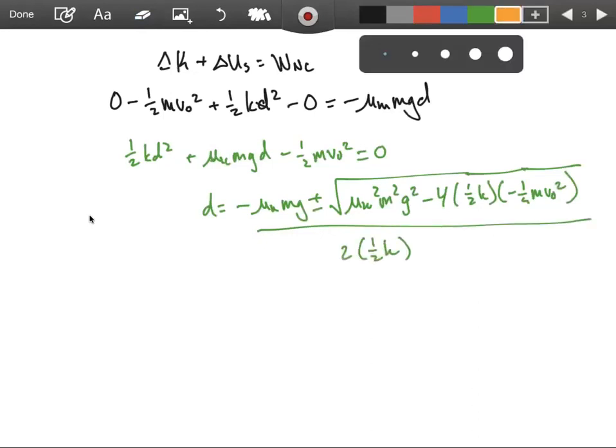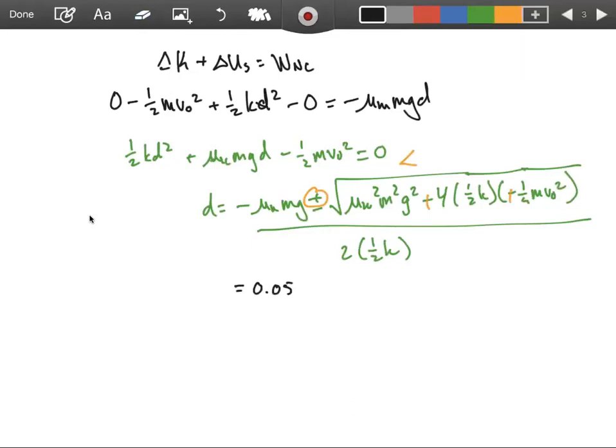Now from here, this negative sign cancels this negative sign, which means I have a positive sign in here, which means that this term is greater than the left term, which means I can only take the positive root. So taking the positive root, what I find in this case is that this works out to be 0.055 meters, or that's equal to 5.5 centimeters.